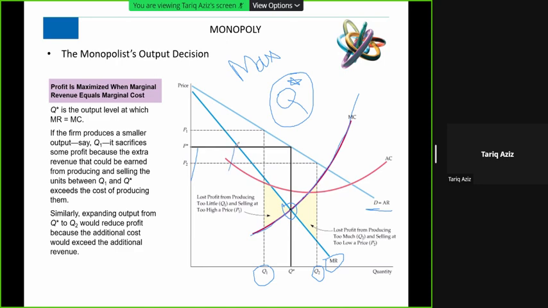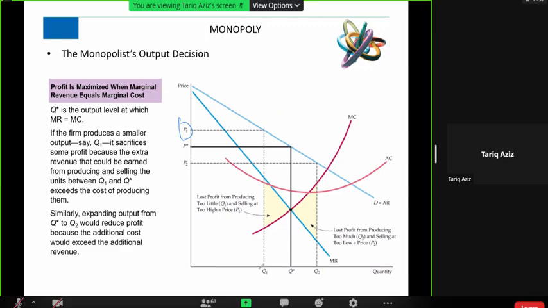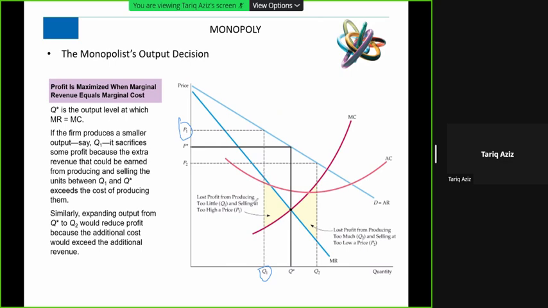So this box has the maximum area, P star and Q star. But if we increase the price, say for example P1, then the firm will be able to sell Q1. The quantity will be Q1, and the region is this. But in this case, the area of this rectangle will be less than the area of this one, that is P star and Q star.